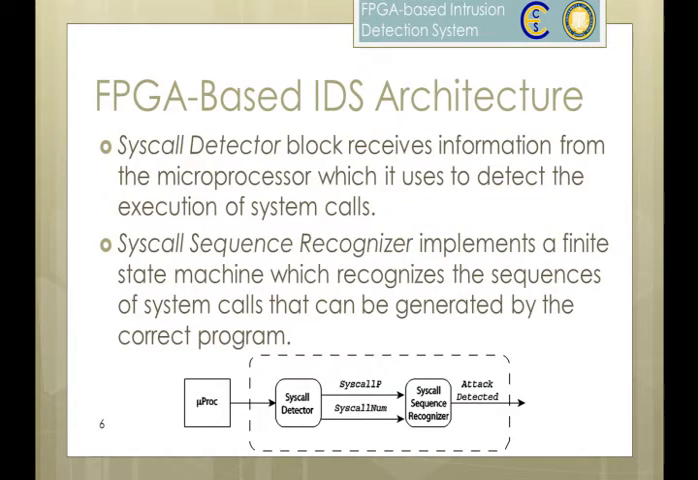The architecture of our intrusion detection system is shown here. The syscall detector block receives information from the microprocessor and uses it to detect the execution of system calls. The syscall detector has two outputs: syscall P, which indicates the execution of a system call, and syscall num, which is the number of the system call being executed. The syscall sequence recognizer implements a finite state machine which only accepts all the legal sequences that can be generated by a correct program. If the syscall sequence deviates from the correct sequence, then the state machine enters its detection state and asserts the attack detected output.